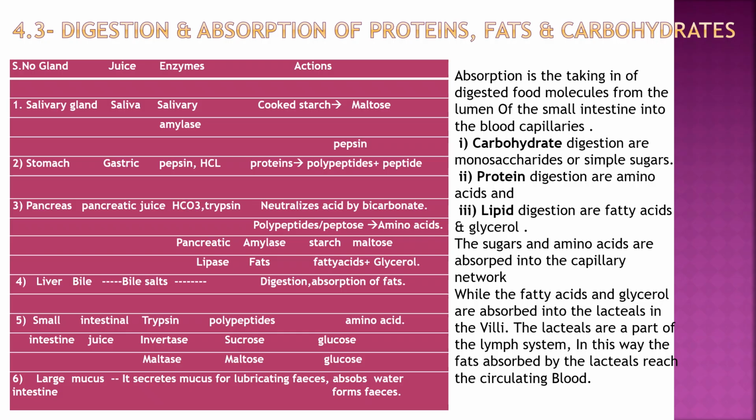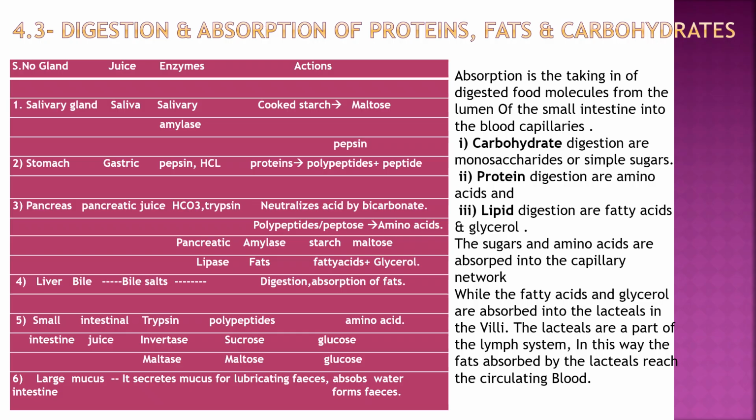Absorption is the taking in of digested food molecules from the lumen of the small intestine into blood capillaries. Carbohydrates are digested into monosaccharides and simple sugars, and then they are absorbed. Protein is absorbed as amino acids, and lipids are absorbed as fatty acid and glycerol.